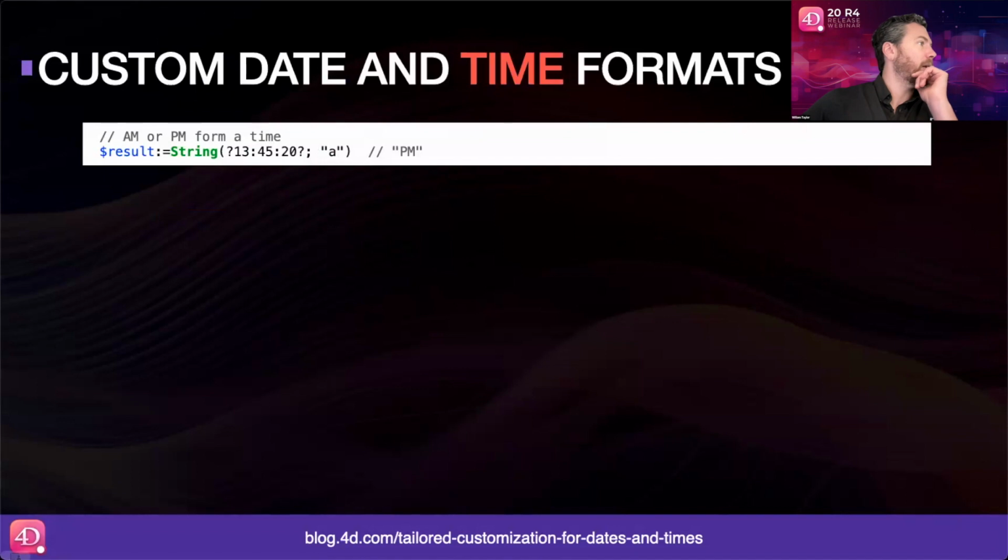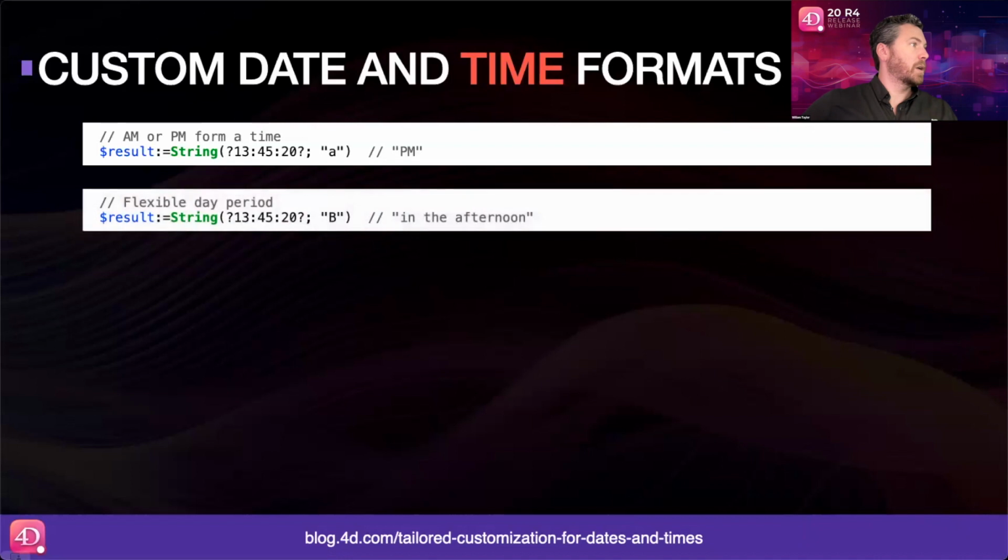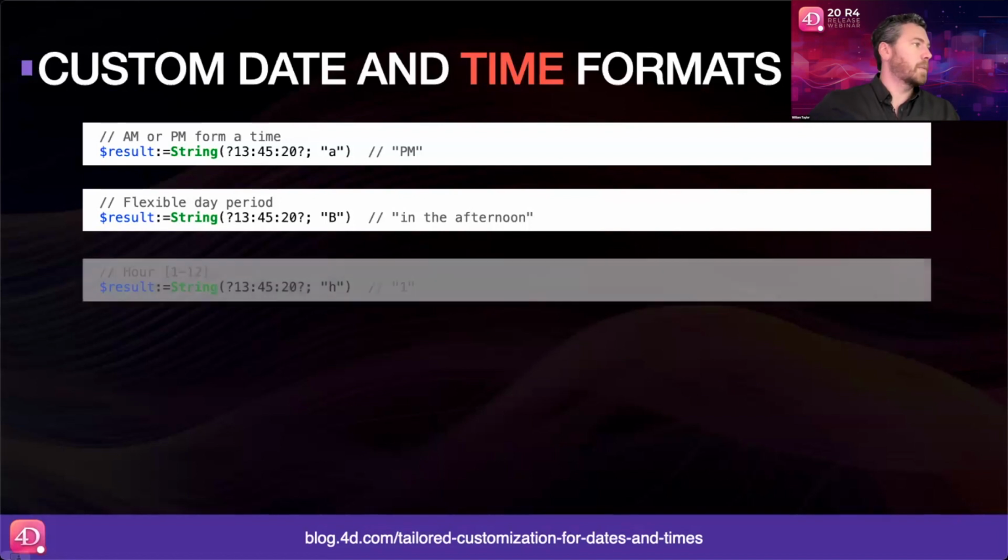So here we have a string with a time and the pattern A, and that tells you AM or PM. We also have more interesting things. If you add B, it'll give you a flexible day period, in the afternoon, in the morning. You see this sometimes on a CRM, for example. It'll say best time to call someone, and it'll give a human readable string like in the afternoon. So that could be a really interesting thing to use in your application for free.